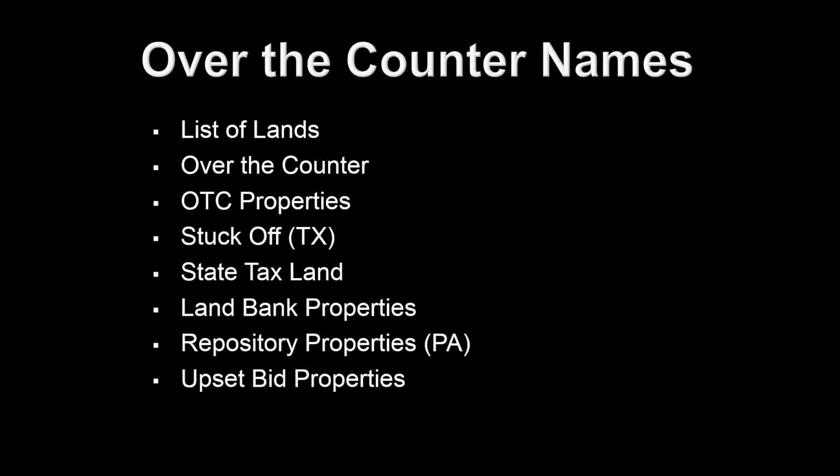Also, in Texas, they have what's called struck-off properties. They've also been called state tax land, or tax land for state. Different kind of play on words of those three words. Also, land bank properties is a new term that's being used in some counties. In Pennsylvania, they have repository properties, upset bid properties. So those are the other names that you might find.